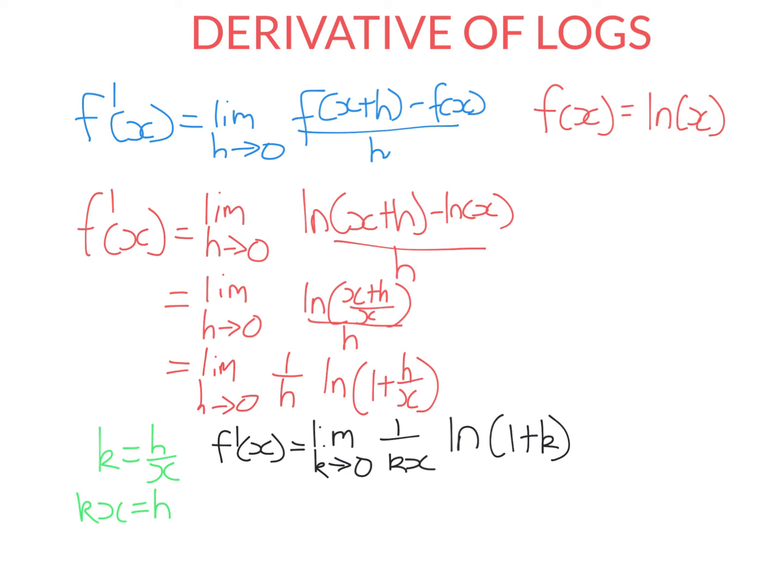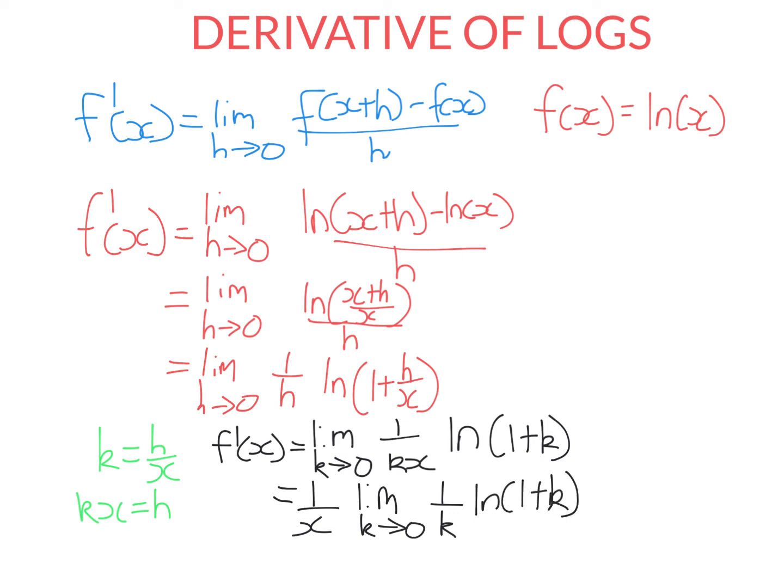So what I can do now is write this as 1 over k times 1 over x. Note that the limit as k approaches 0 has nothing to do with 1 on x, so I can actually bring this out the front. So then I've got 1 over x times the limit as k approaches 0 of 1 over k, because 1 over x times 1 over k equals 1 over kx. And then I've still got log of 1 plus k.